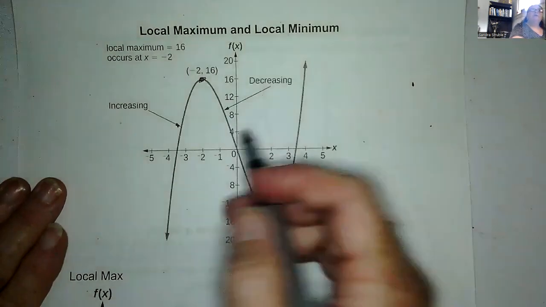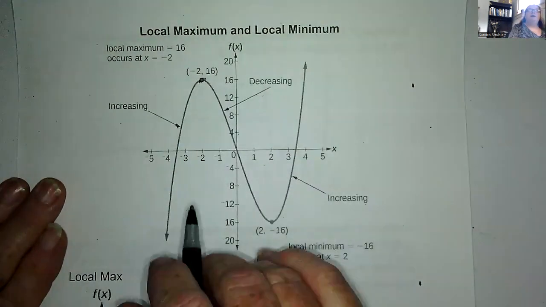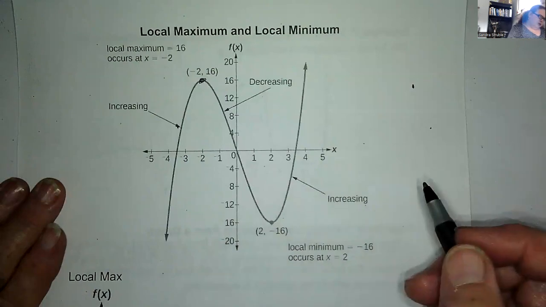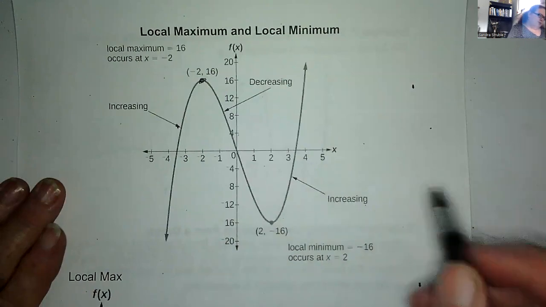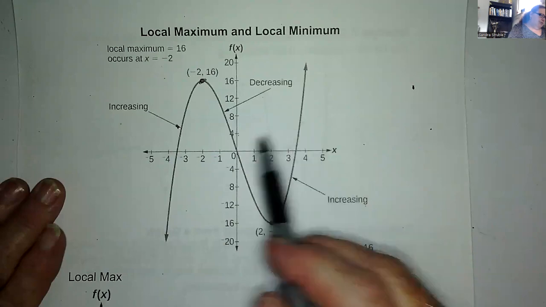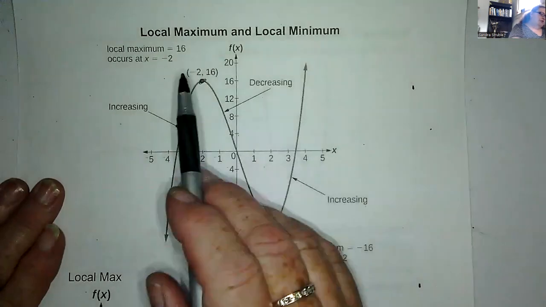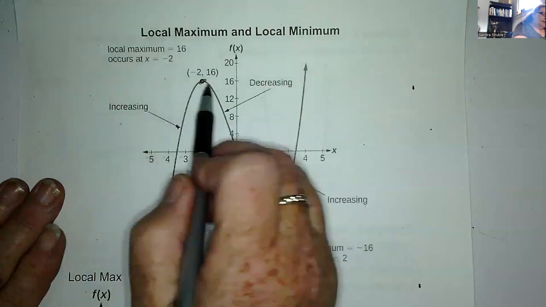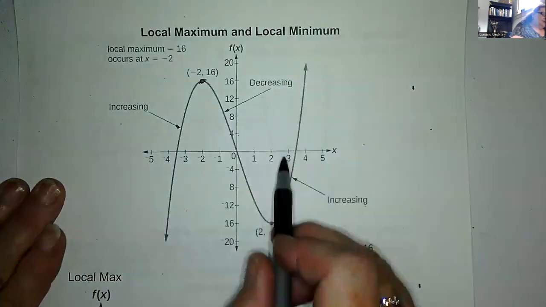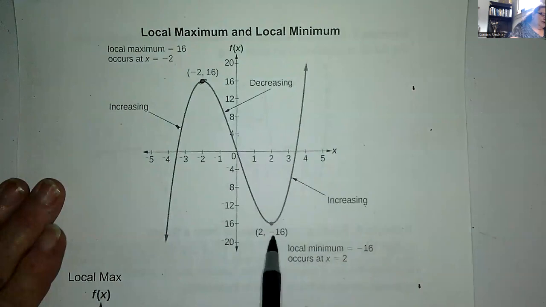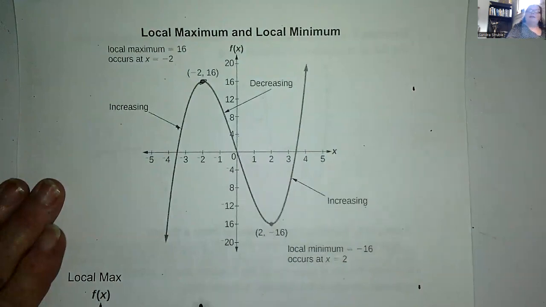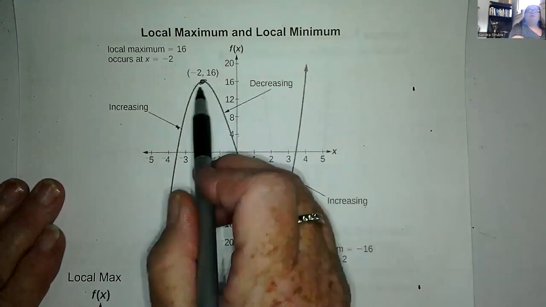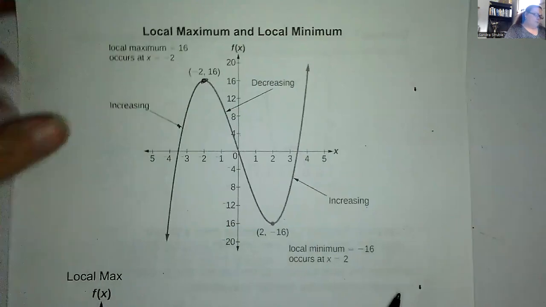Okay, so I want to do a couple of things here. Is this like the last one we just did? Yep, it's just like it. So you could say the local max occurs at x equals -2 and is 16. Our local min occurs at 2 and is -16. Or you can label them as ordered pairs as they are represented here. So you've got several options of things you can do.